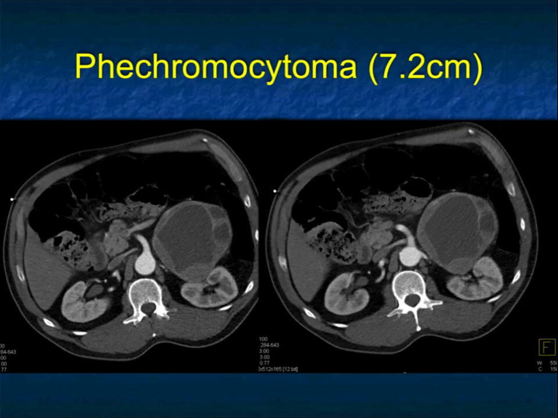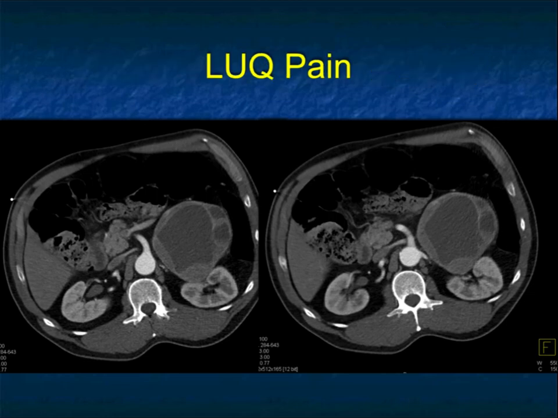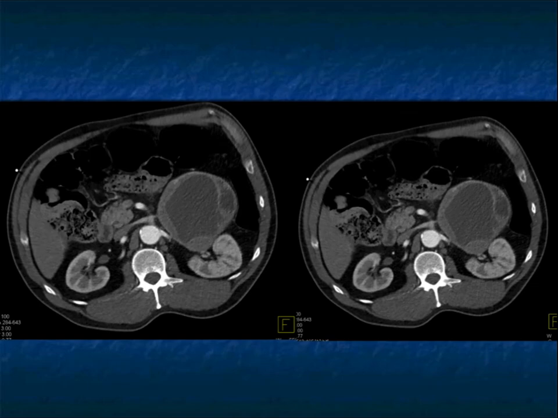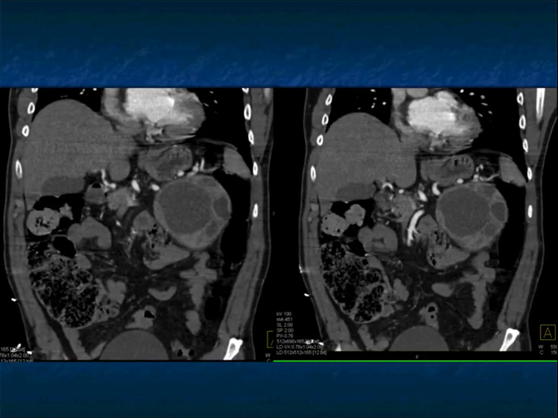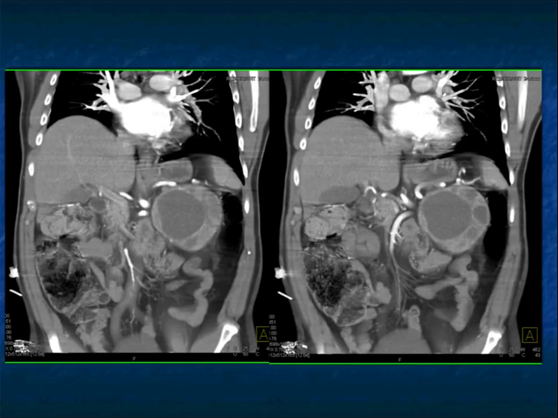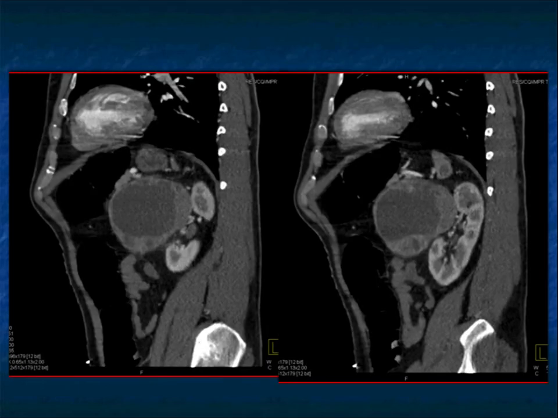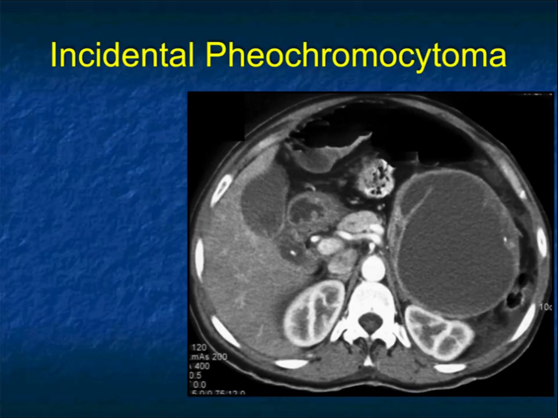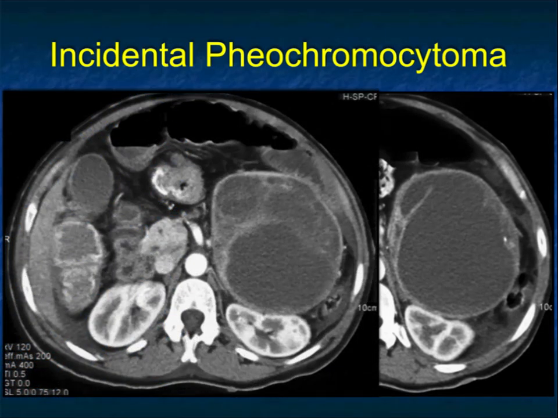Another example, look at this large left adrenal lesion. You might be thinking right away of a primary adrenal cortical carcinoma. You could think of other adrenal lesions, perhaps they bled because there is a fluid level in this lesion. You could see it on multiple views. Large, predominantly cystic lesion. Here it is in the coronal view. Very nicely shown again. And here's on the sagittal view. This was a pheochromocytoma.